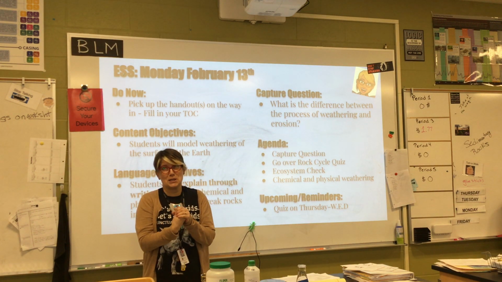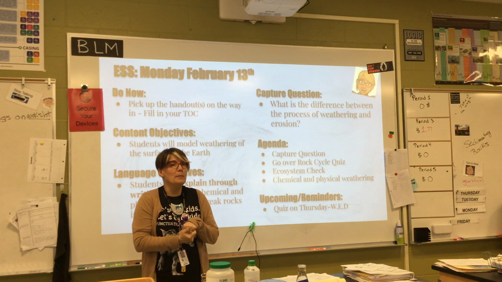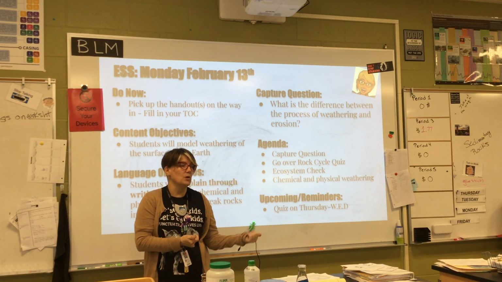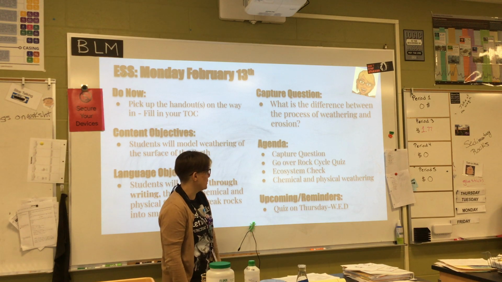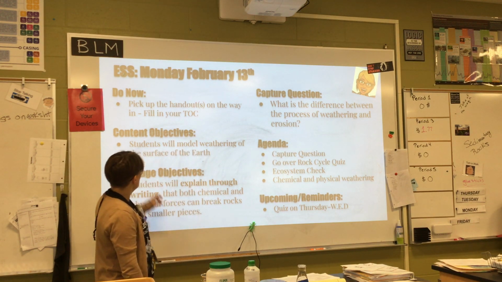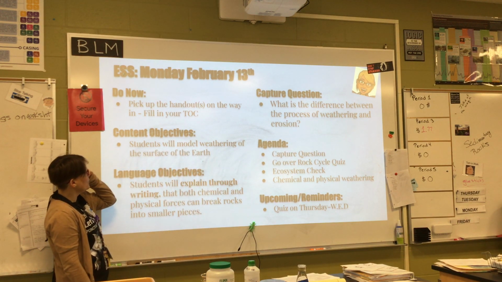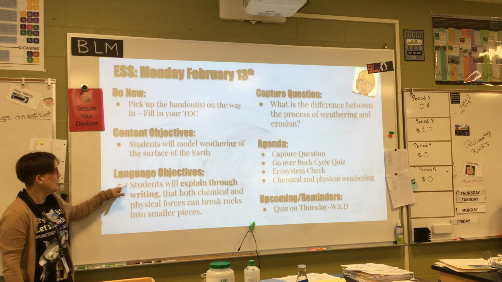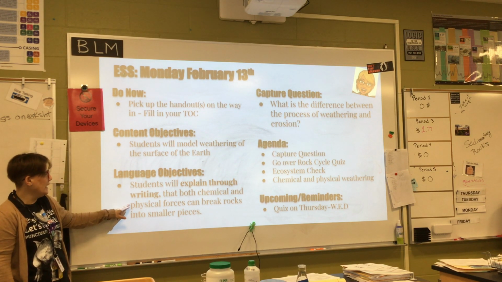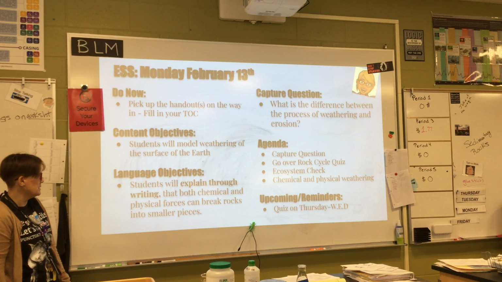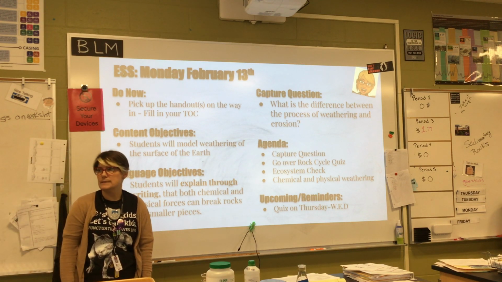Notice how I said break it down. Into the two main types of weathering. We've got chemical weathering and we've got physical weathering. So, what are we going to do? Students will model weathering of the surface of the earth. How are you going to do that? Students will explain through writing that both chemical and physical forces can break rocks into smaller pieces.